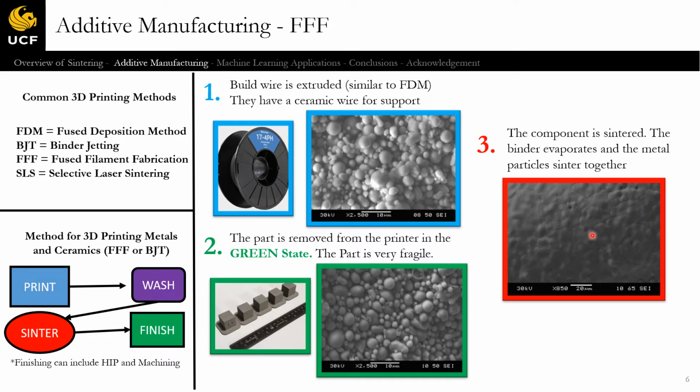And this is an example of an SEM image of the sintered product. You can kind of see the grain boundary here. A lot of the particles have combined. There are a few pores, but not too many. And this is an example of it in the green state.